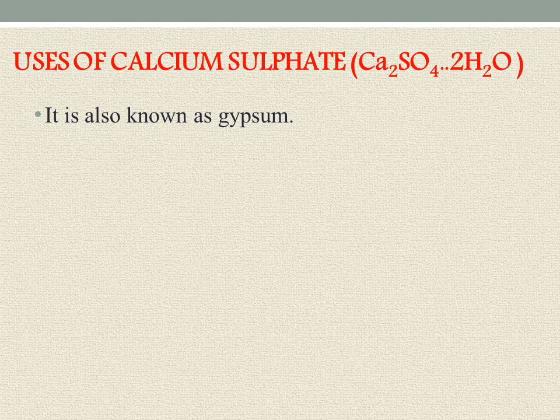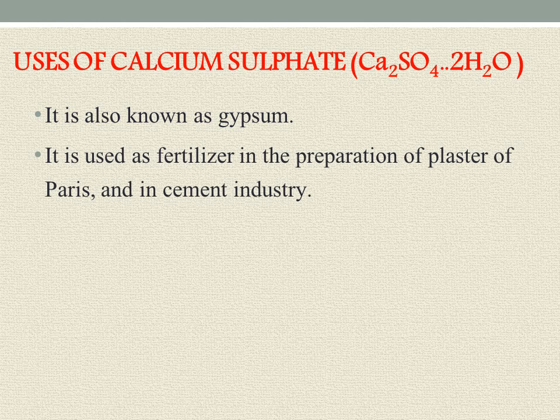As we discussed in the calcium sulfate that it is used for the manufacturing of plaster of Paris. So this is called the gypsum, and it will also be used in the manufacturing of plaster of Paris. The next one is it is used as a fertilizer in the preparation of plaster of Paris and in cement industry. Means that it will act as a fertilizer for the formation of plaster of Paris, and also will be used in the cement for the formation of cement.